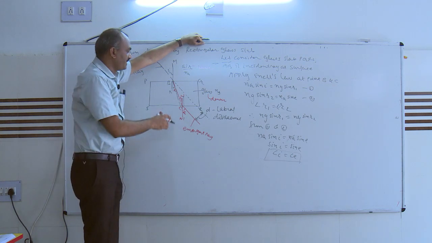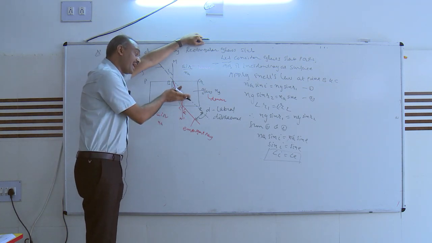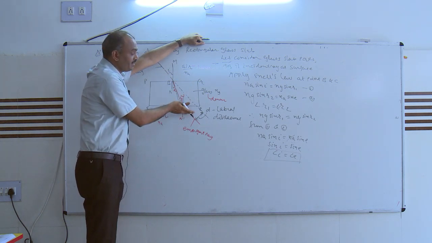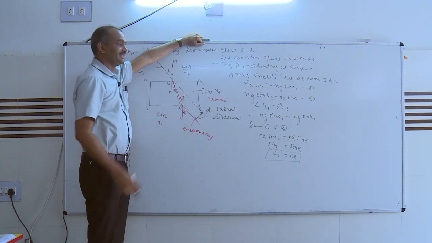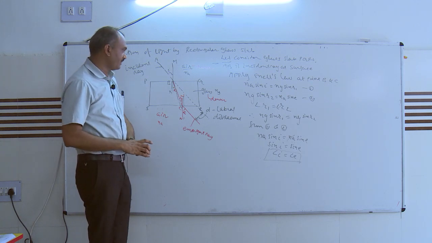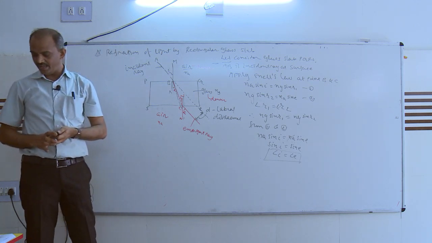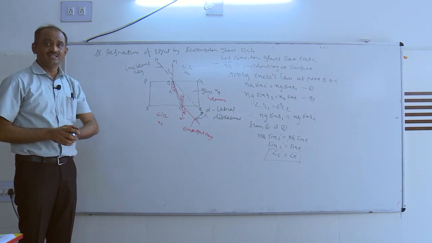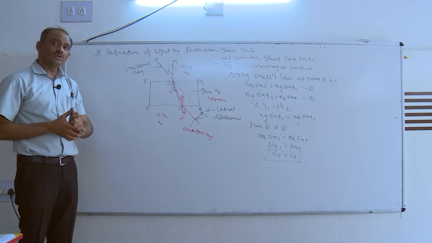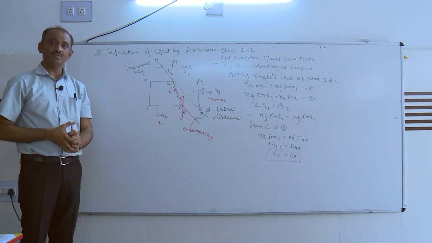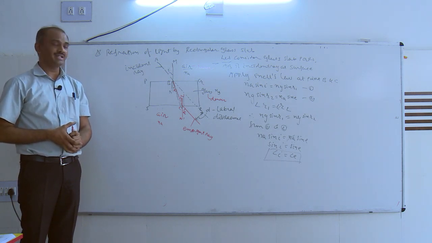So it means the emergent ray is parallel to the incident ray, but it is somewhat shifted. This shifting of the ray is known as lateral displacement, or lateral shift. So this is the concept of lateral shift through the rectangular glass slab. We perform this experiment in our school lab also. Now you have to understand the theoretical way, and practically we perform it.